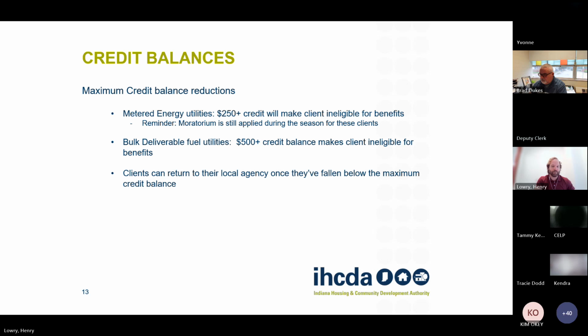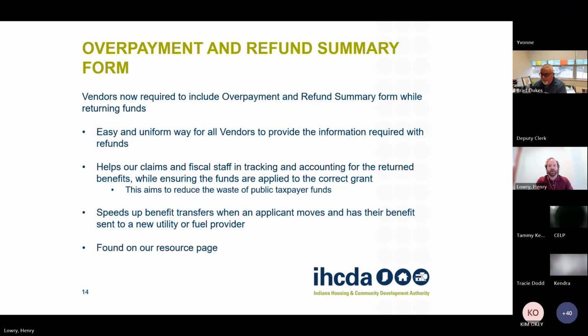Okay. This is probably the number one question that I receive, and I just want to hammer this home a little bit. Anytime you are sending money back to IHCDA, just remember these are federal funds, and they need to include this overpayment and refund summary sheet. This is a requirement for anytime you return funds. It's an easy and uniform way to include all the required information for returning funds. It helps our claims and fiscal staff track and account for all returned benefits, and then ensures those funds are applied to the correct grant.